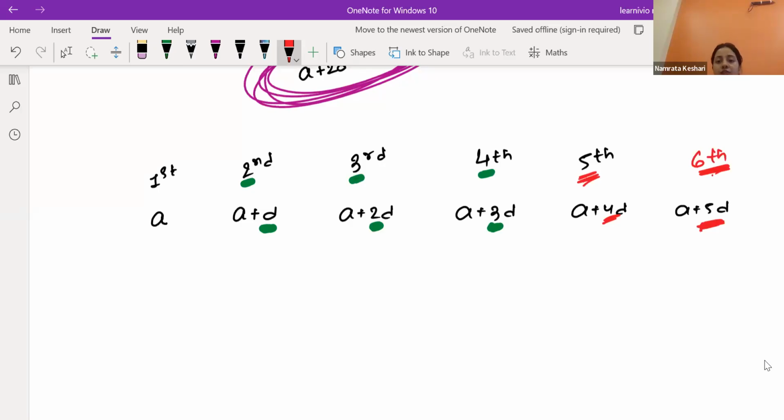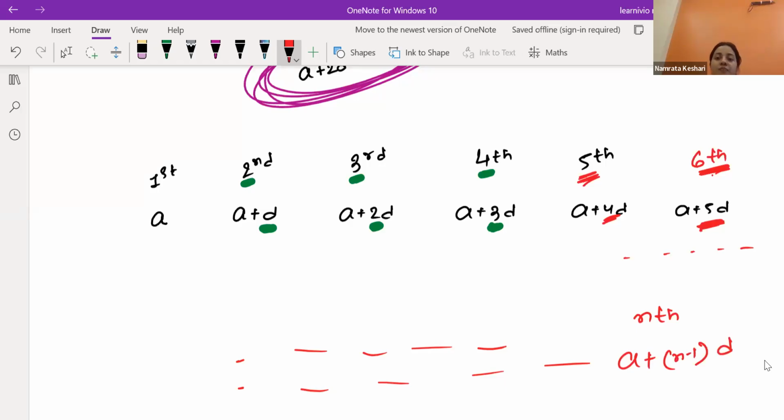So can I say if it keeps on going like this, then the nth term will be A plus one less D, that means n minus 1 D. Can I say that?